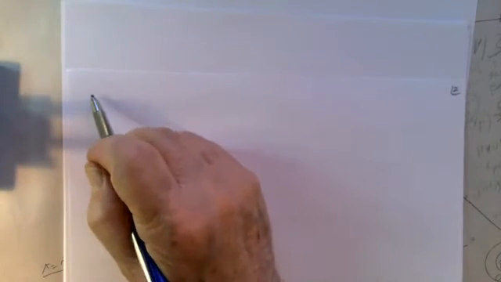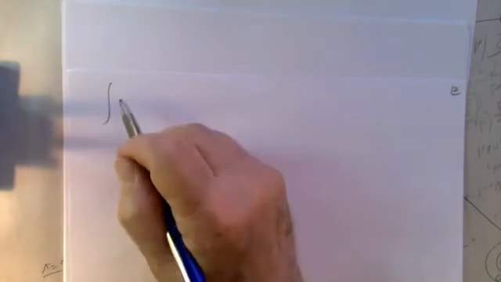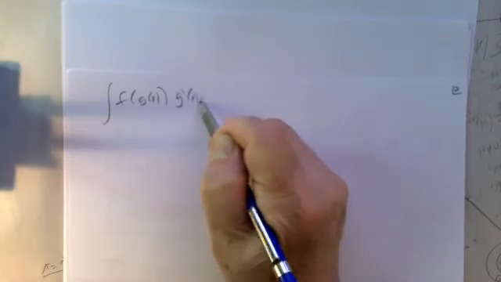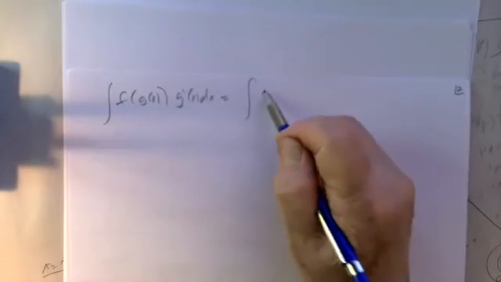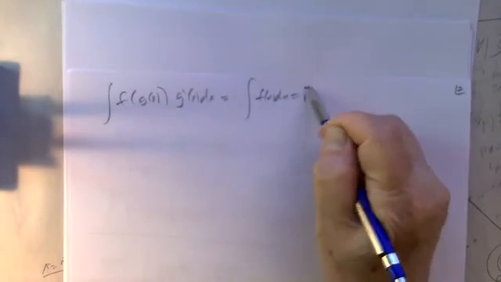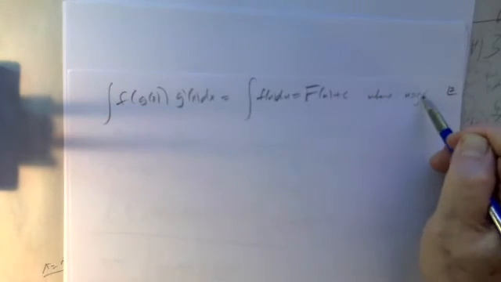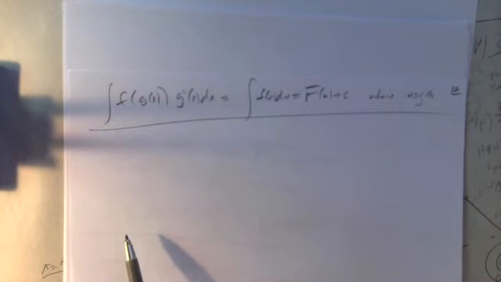So let me write the formula here. It says that the integral of f of g of x, g prime of x dx, equals the integral of f of u du, which is capital F of u, where u is g of x. So this is the substitution formula. And I'm actually just going to start going through the homework problems, which hopefully you've tried to do a little bit, and we'll see how they go.